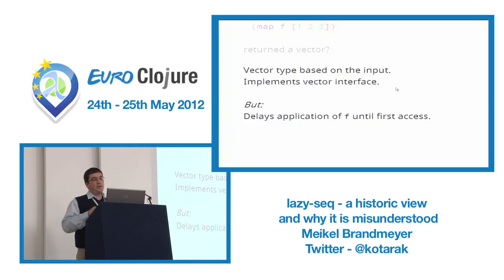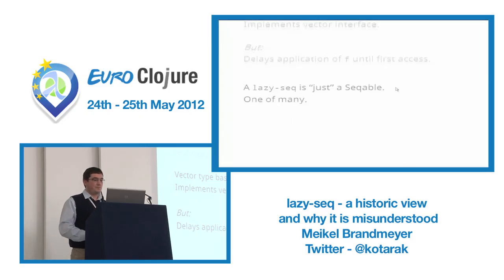And as soon as you access an element, this computation is actually done to apply f to this element, and then the result is stored. So we basically delay the application of f until we access this element the first time. It could implement the vector interface. You can conj to it, you can do peek, pop, stuff like that, and you would keep the attributes of the input sequence, in this case a vector.